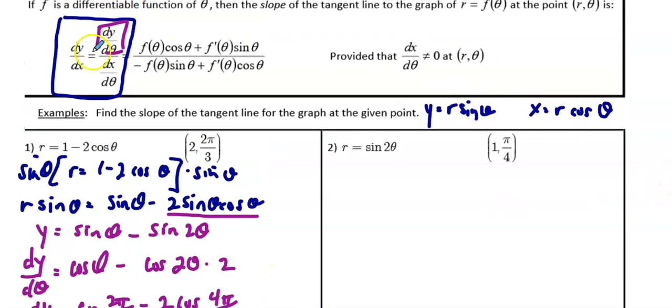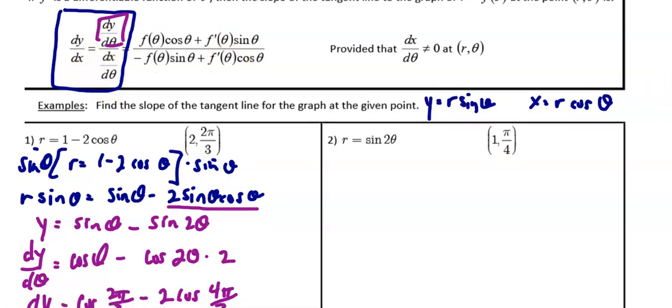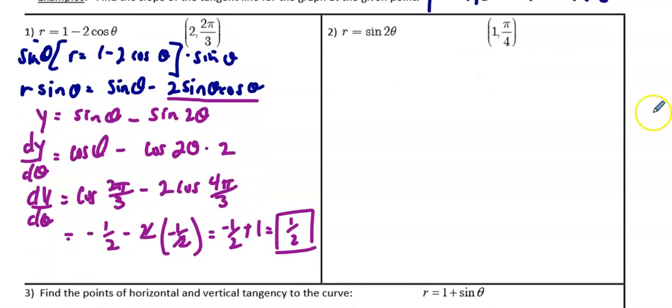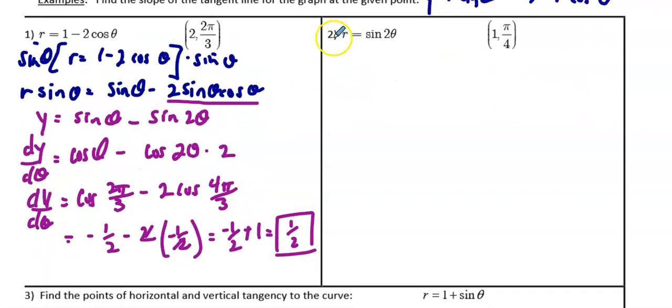So if I'm trying to find dy over dx, I can first find dy over d theta, which we found is 1/2, and now we have to do this process one more time with dx over d theta. So let's do that next. I had no room here, so I'm going to write it over here. We're not going to do this one in this video. So now I'm going to do the same thing.